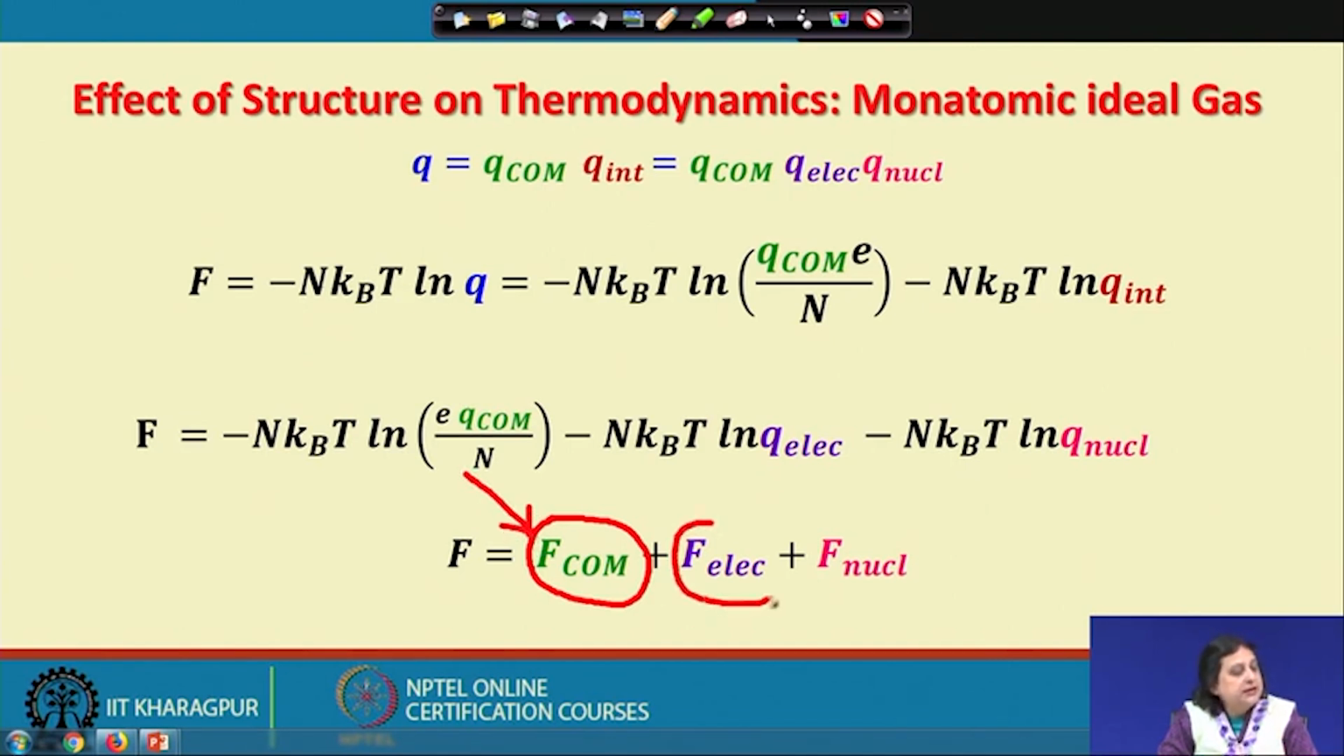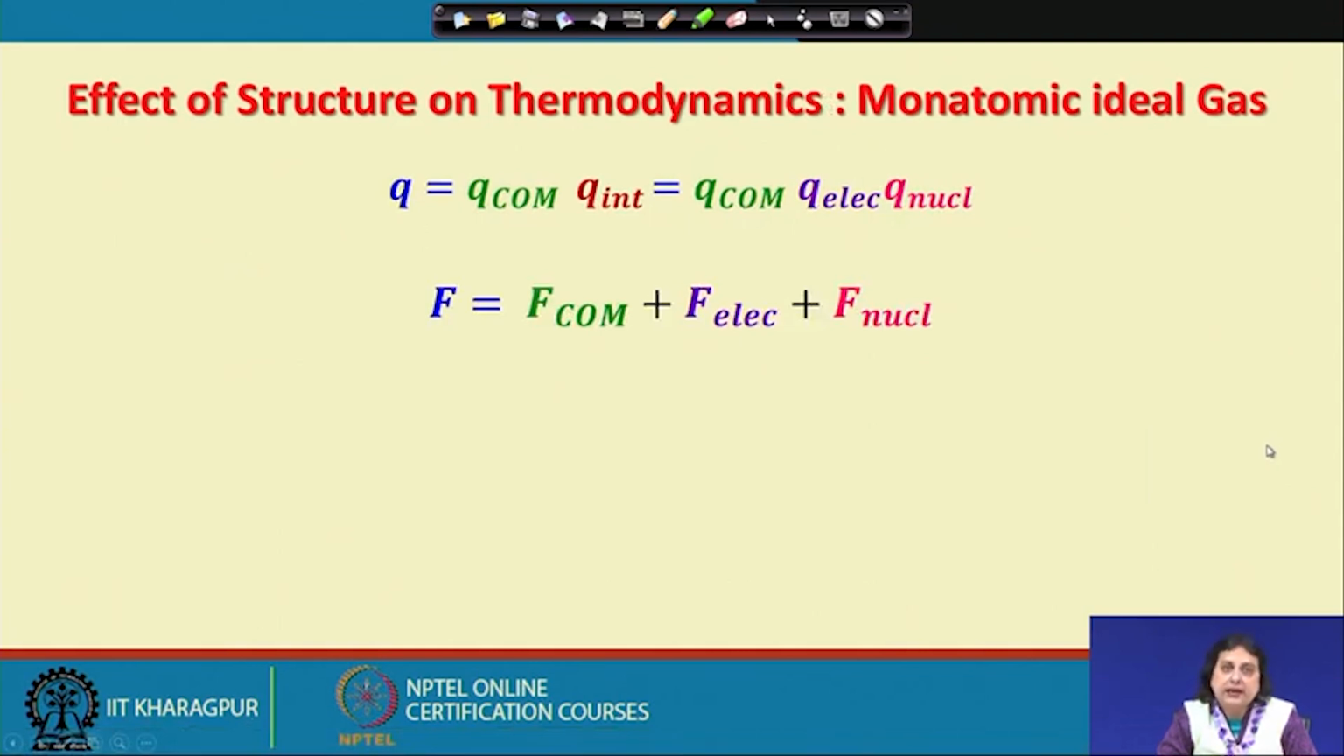Now, there is some contribution of the electronic structure to the overall Helmholtz free energy, and that is defined like this. And finally, there will be some contribution to the overall Helmholtz free energy from the underlying nuclear structure, which is related to this term. We understand that this kind of property is not unique to the Helmholtz free energy itself.